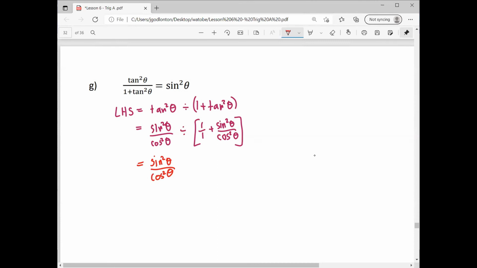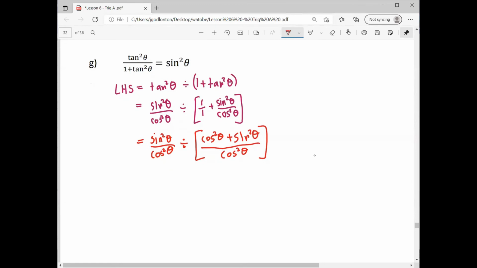Okay. Well, hopefully what I'm about to write is what you were wanting to tell us. In this bracket, I'm now going to have cos squared theta plus sine squared theta all over cos squared theta. Close that bracket. That was my next step. Now I want to change that divide to a times. So sine squared theta over cos squared theta times cos squared theta all over.